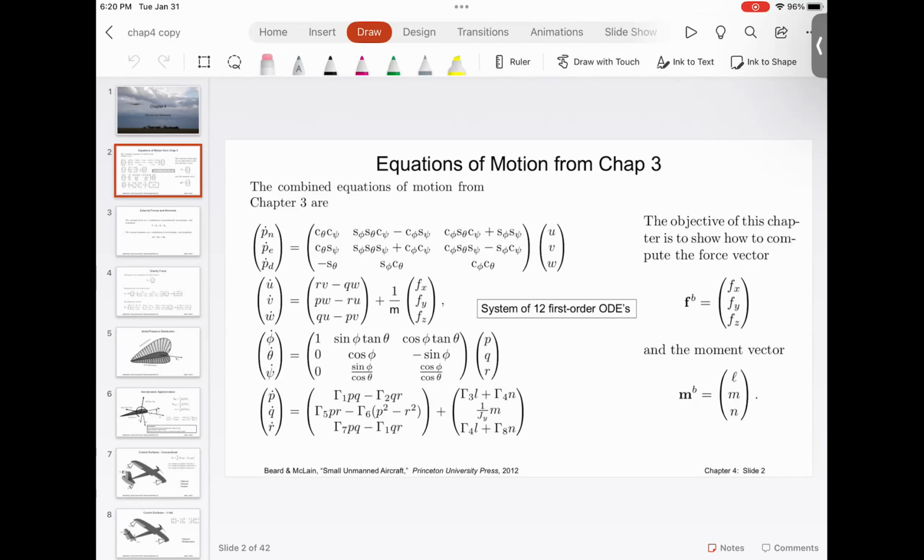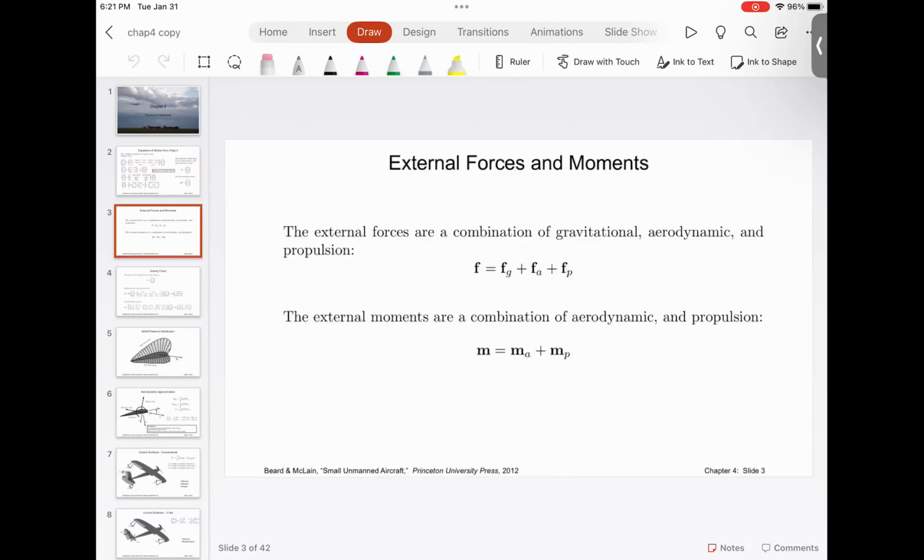Please understand the equations that are shown over here. Those equations are expressed in Euler angles. They are not in quaternions. The project that you have, in that project, you have to solve the equations in quaternions. But these equations, you can see explicitly state phi, theta, and psi. So these are Euler angles.